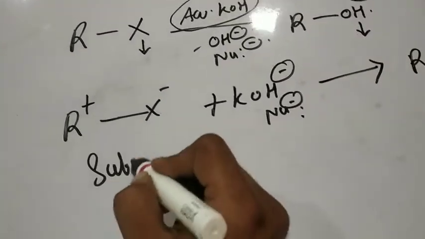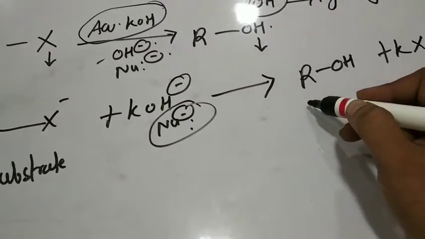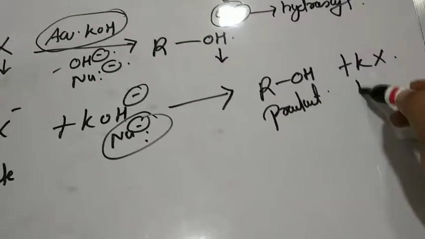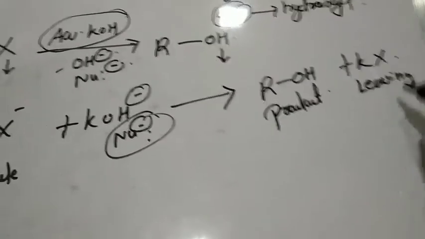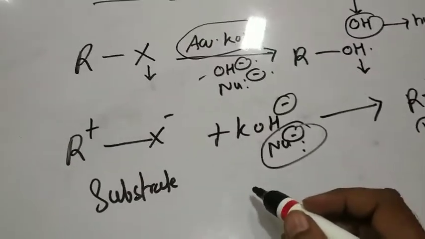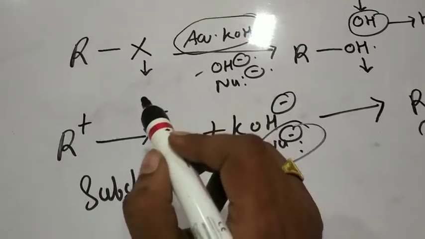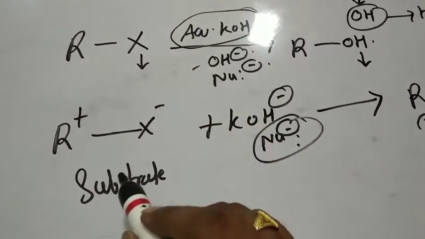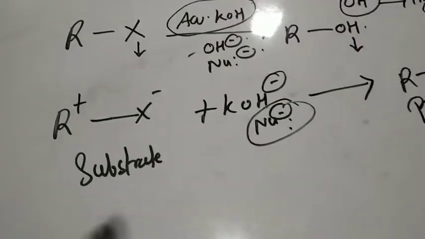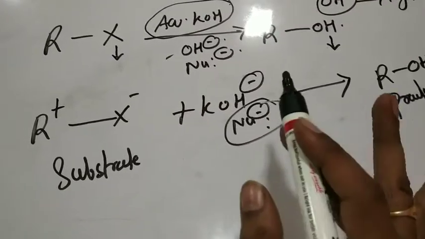What is this? This is nothing but a substrate. This is the nucleophile. This is our product, or we can call it the substituted product, and this is the leaving group. KX is the leaving group. Here in this case, X can be anything. X can be chlorine, bromine, iodine, or it may be fluorine also. So X can be any of the halogen atoms. This is a very simple reaction, nothing but a substitution reaction.